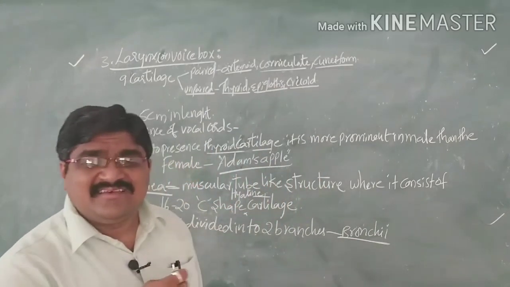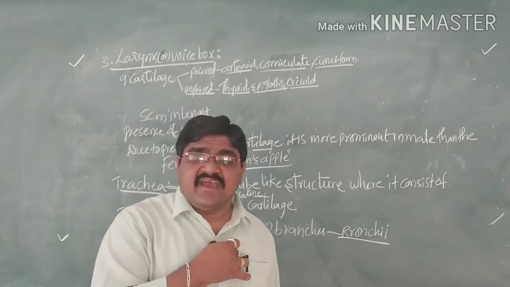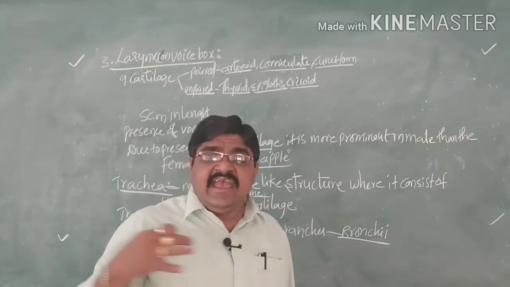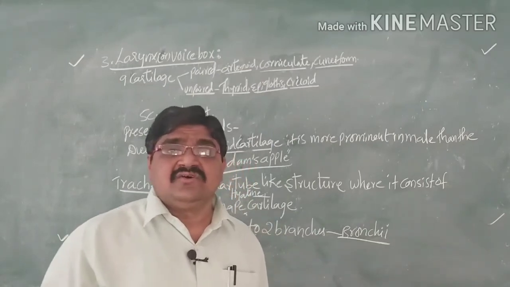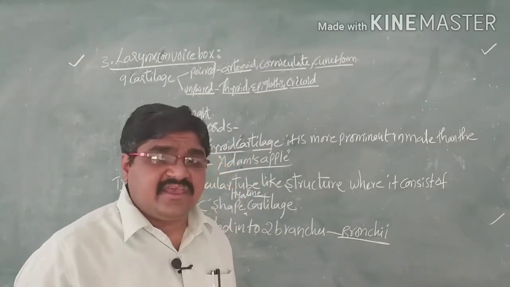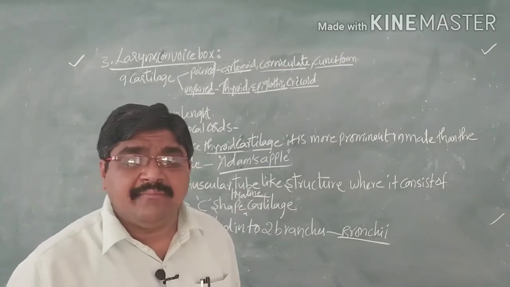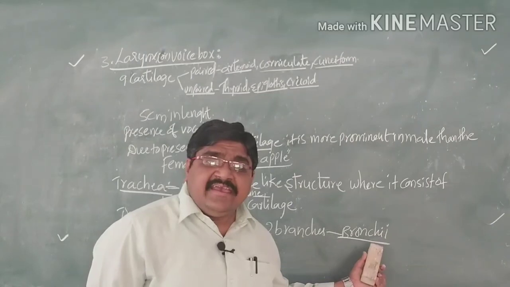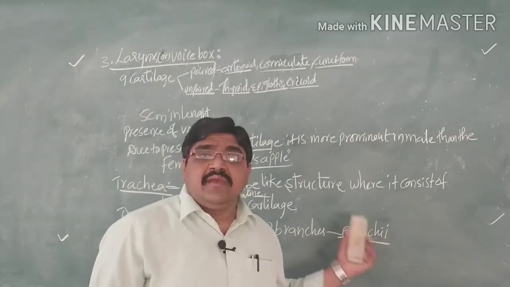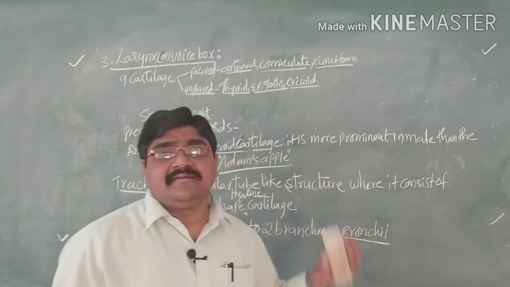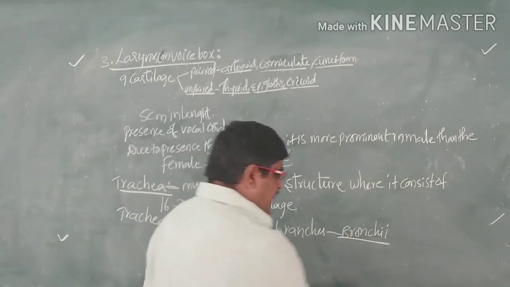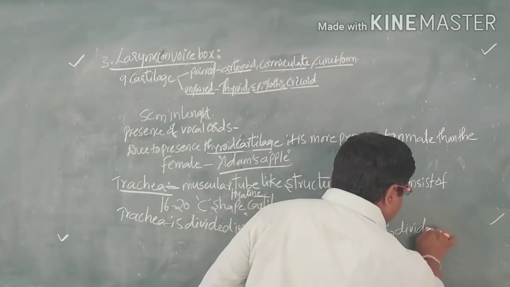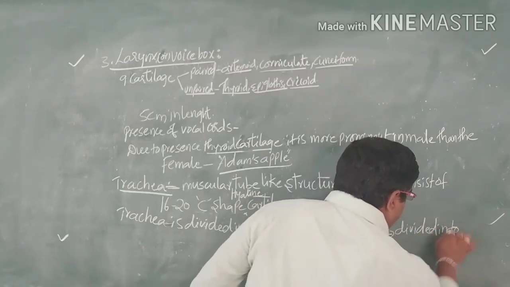The two bronchi enter into the chest cavity, that is, they enter into the lungs. The trachea is divided into two branches, and those branches are called bronchi. From the bronchi, the bronchial tree is developed.